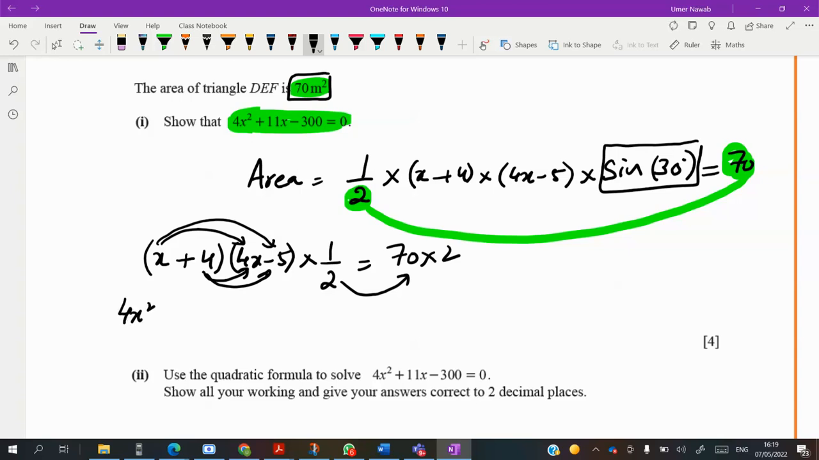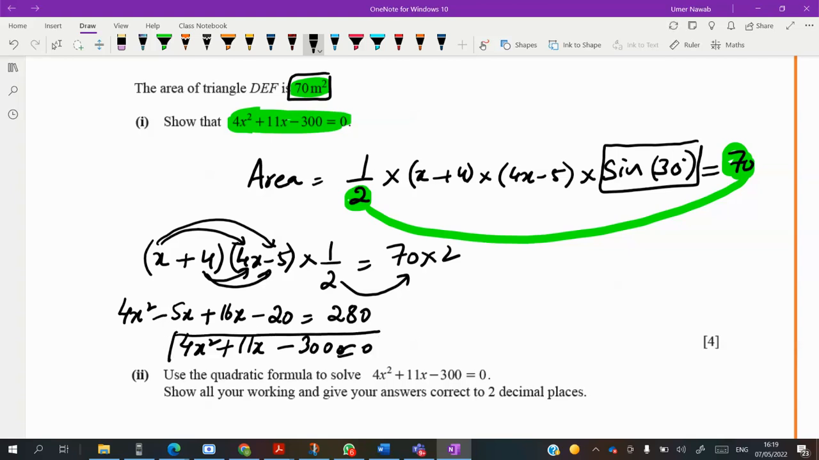So 4x squared minus 5x plus 16x minus 20. This 2 goes there, so 70 times 4 is 280. Now 4x squared plus 16 minus 5 is 11x, and then 280 comes to the left, it becomes minus 300. This is the equation which we wanted to prove. Yes, we got it. Look, it is the same equation.